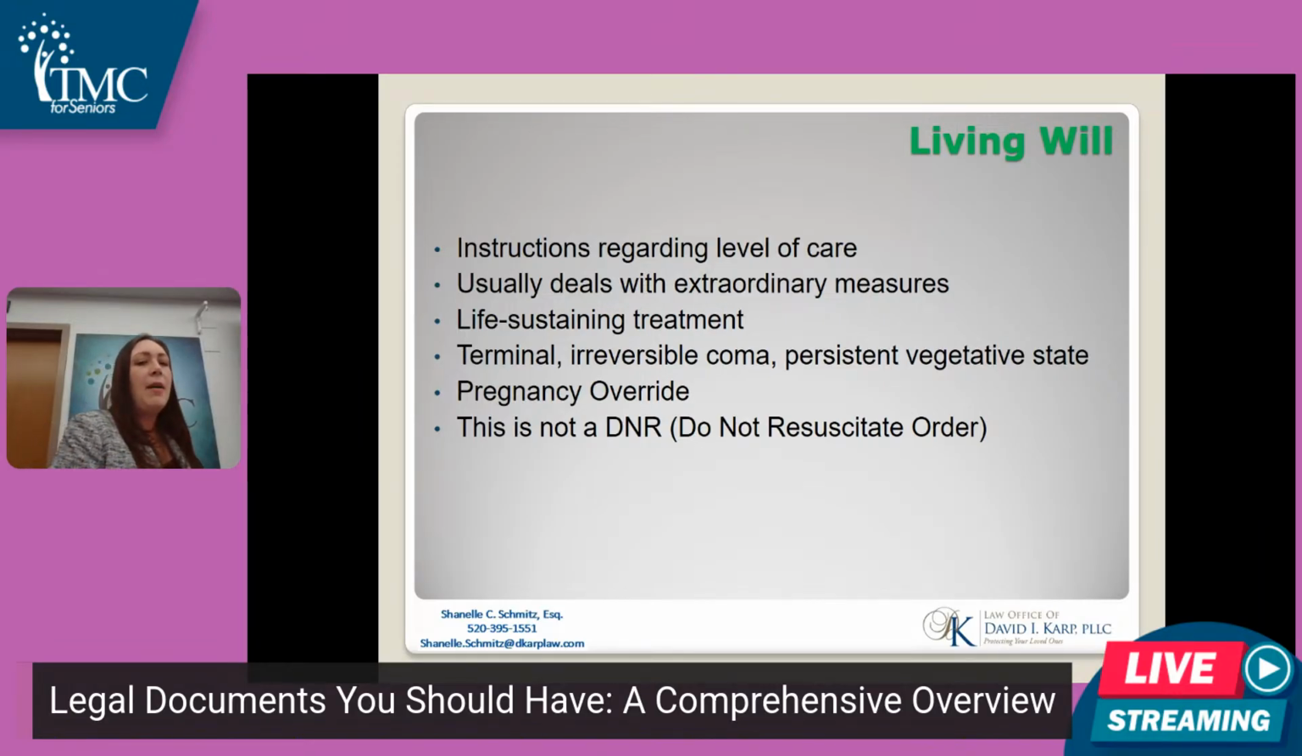That way, the baby can continue growing full term. So this is different than a do not resuscitate order. A do not resuscitate order needs to be signed by a physician or healthcare professional. So this is not saying do not resuscitate. If you're in an emergency situation, that's an orange form.